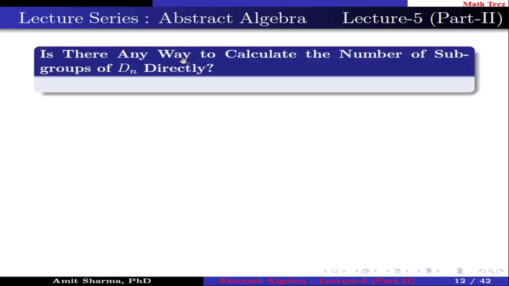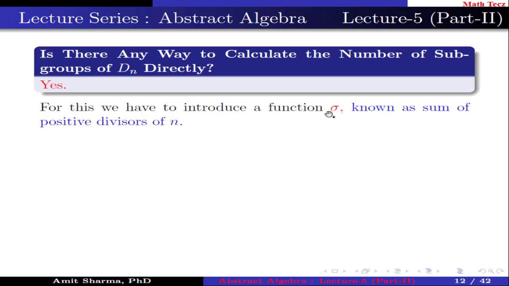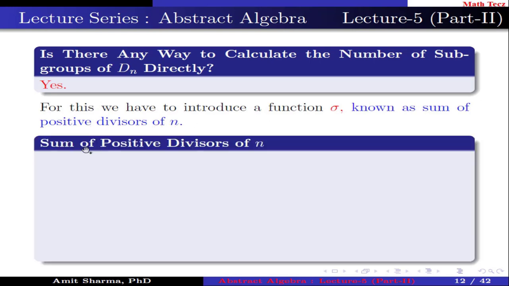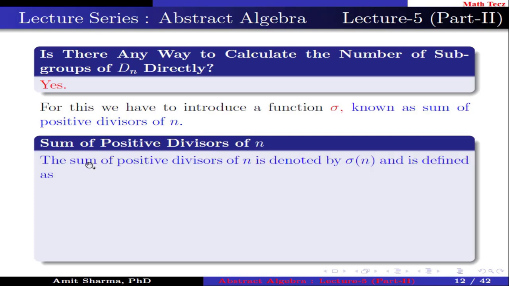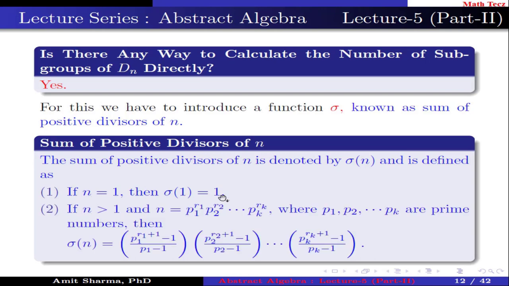Is there any way to calculate the number of subgroups of Dn directly? The answer is yes. For this, we have to introduce a function sigma, known as the sum of positive divisors of n. The sum of positive divisors of n is denoted by sigma of n and is defined as follows. Number 1: if n is 1, then sigma of 1 is 1.